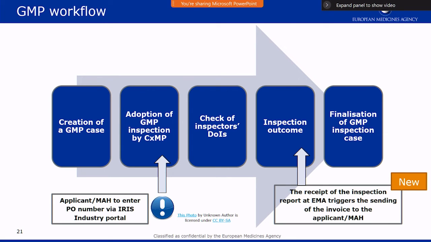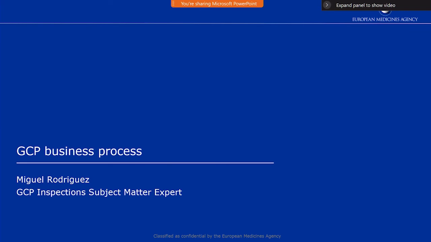With IRIS, the invoice to the MAH or to the applicant will be sent at the time we receive the inspection report. So if you wonder, oh, there are some inspections that are ongoing, they are managing the old system, I'm receiving the invoice at the time of the start of the inspection, but this is not in line with IRIS, you know why. With IRIS, we are changing this practice and you will receive the invoice later in the process. And now I'm going to hand over to my colleague Miguel, who's going to take you through the GCP business process. So Miguel, over to you.